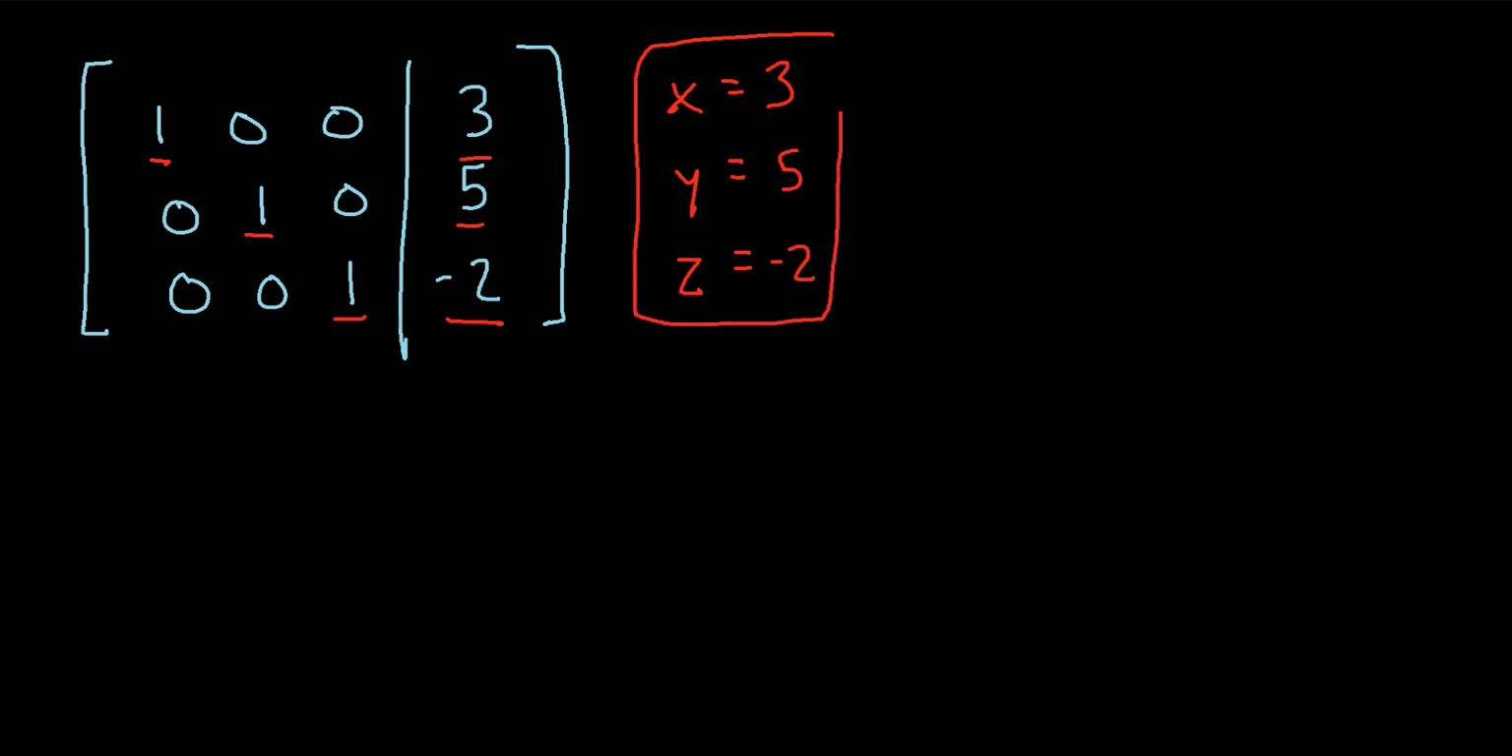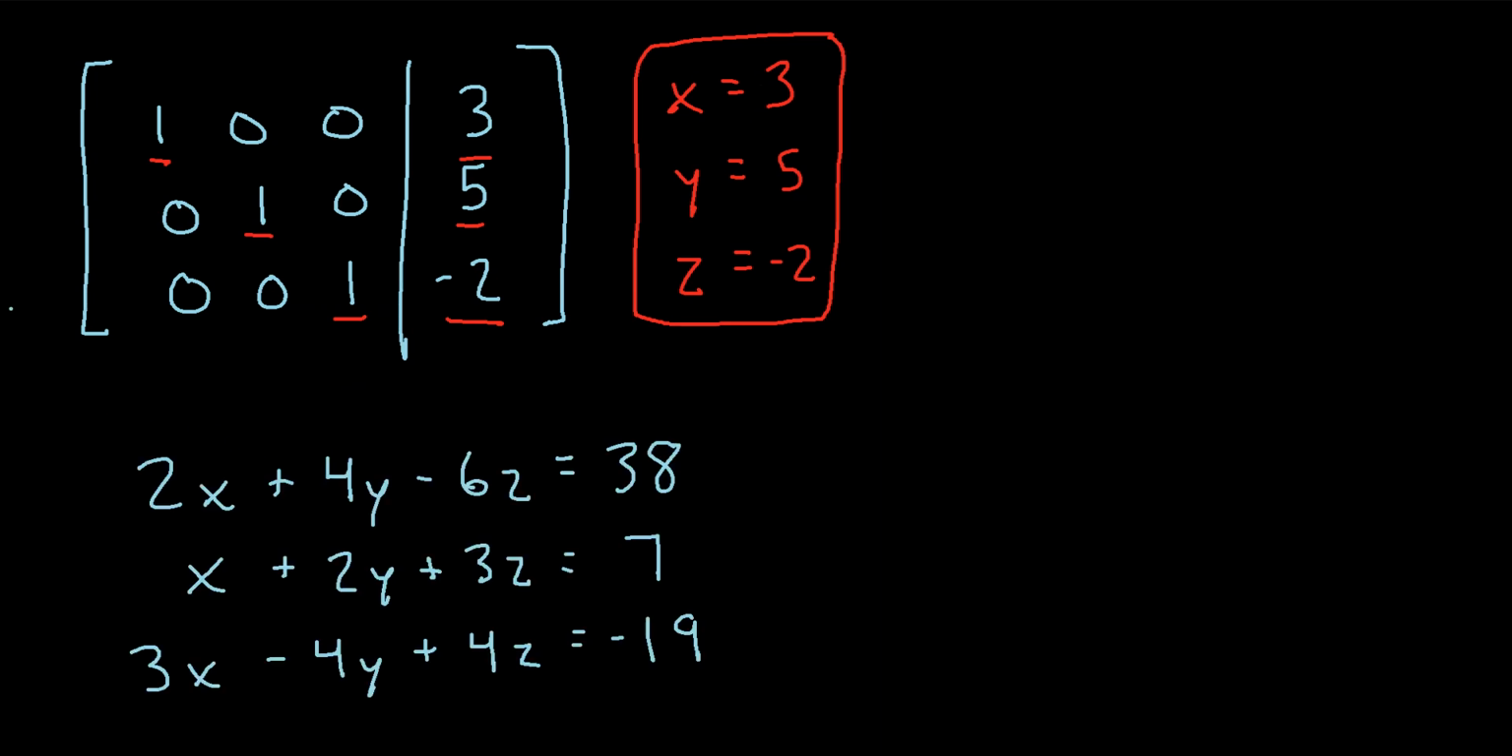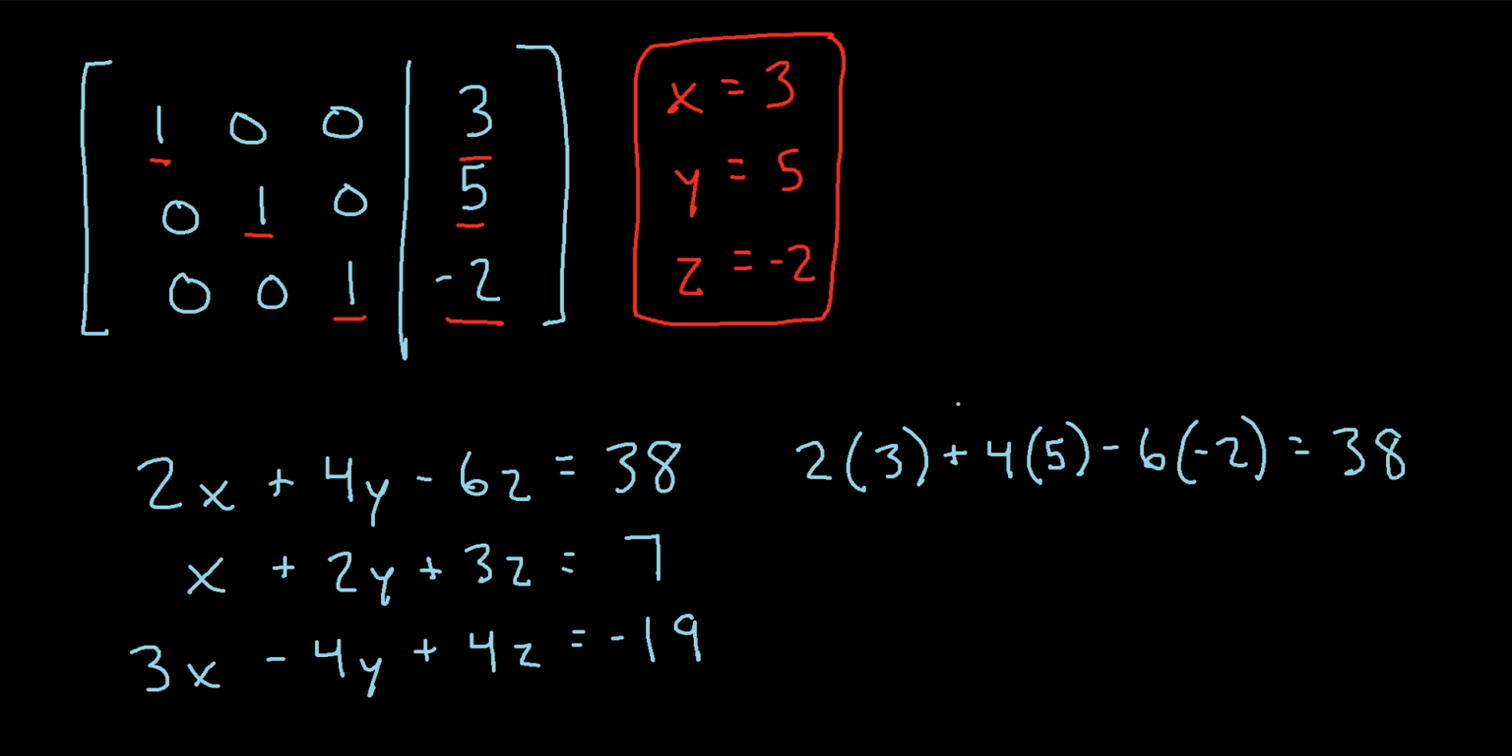Now, if we'd like to check our answer, we can plug these values into one of the original equations. So if you'll recall, here's what our original system of linear equations looked like. Let's just pick one of these and see if these values actually work. So for example, let's pick this first equation. We have 2 times x, so x we said is 3, plus 4 times y we said was 5, minus 6 times z we said was negative 2, is equal to 38. Let's see if this left-hand side is actually equal to 38.